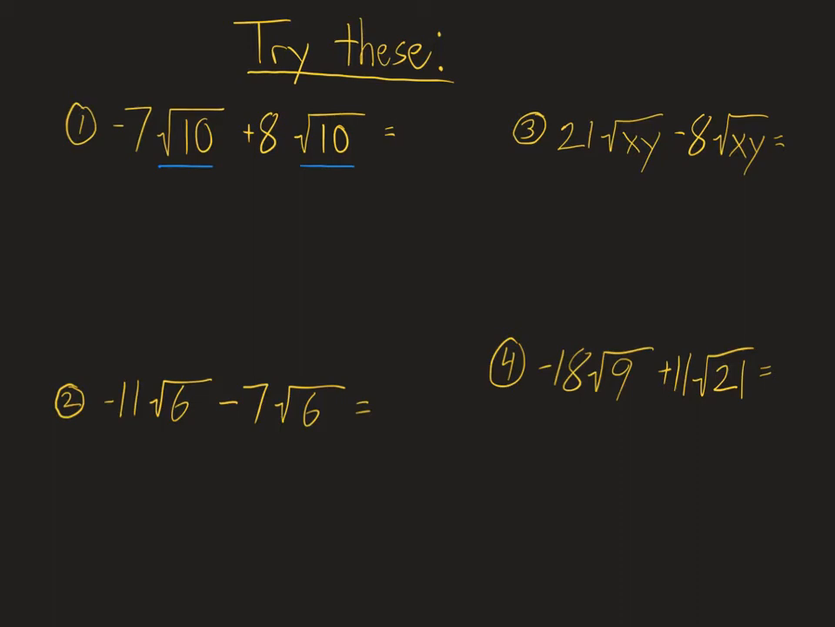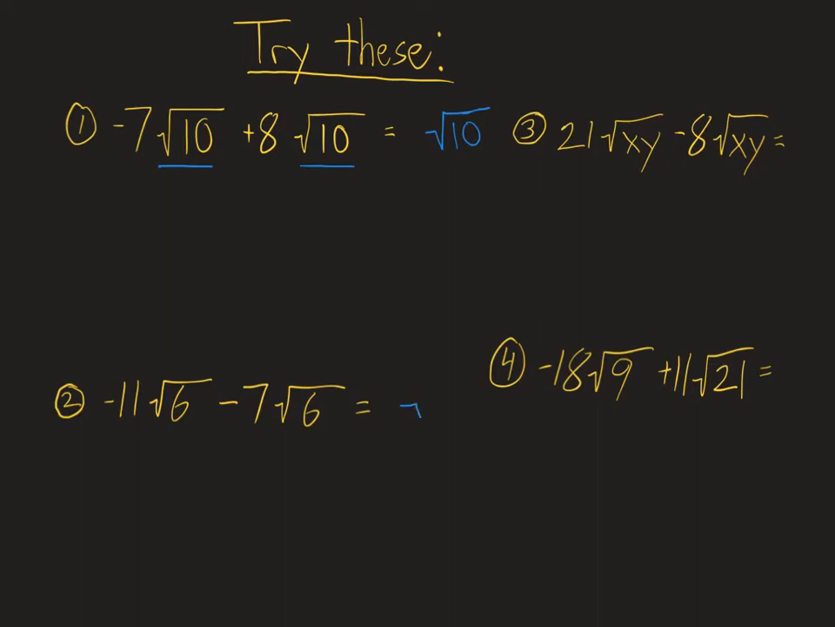All right, I'm jumping in behind you. If I see radical 10, I know I'm going to stay with radical 10. It's just a number of radical 10s I'm adding or subtracting. Negative 7 plus 8, that's 1 radical 10. And a 1 in front, you could even just leave as radical 10. There's that invisible 1, either way is fine.